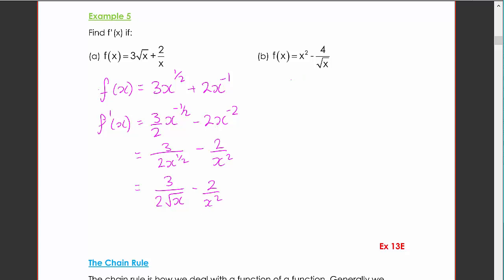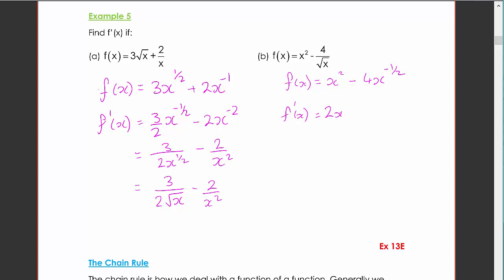So here, same thing, we're going to use our knowledge of indices. So f of x is x squared. And a root x on the bottom is an x to the negative a half on the top. So now we can differentiate.